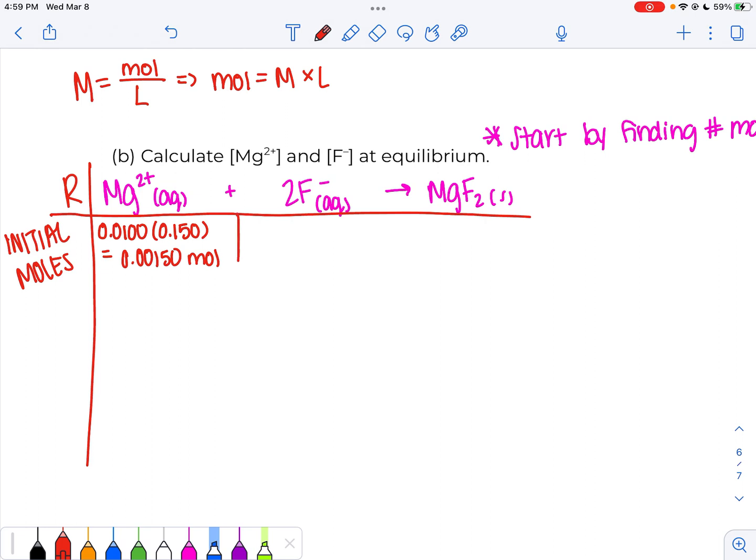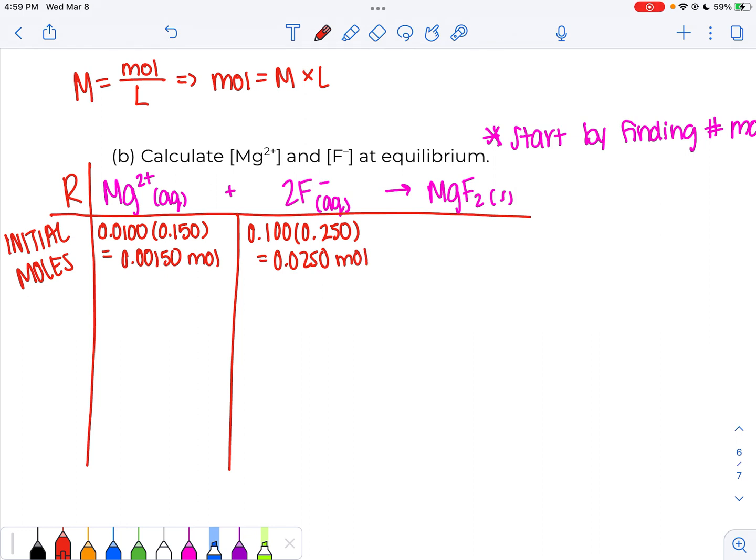Okay, so now let's do the same thing for fluoride. So for the fluoride ions, we started out with a concentration of 0.100, and we had 250 milliliters of it, so 0.250 liters. Put this into our calculator, and we end up with 0.0250 moles of fluoride ions.